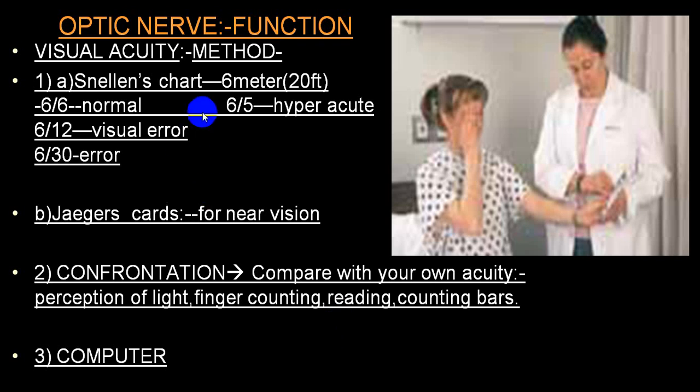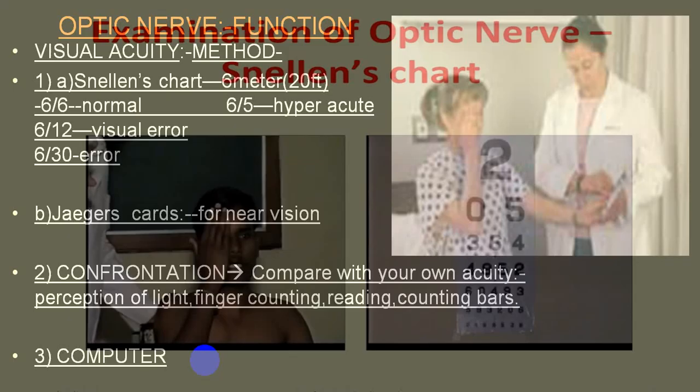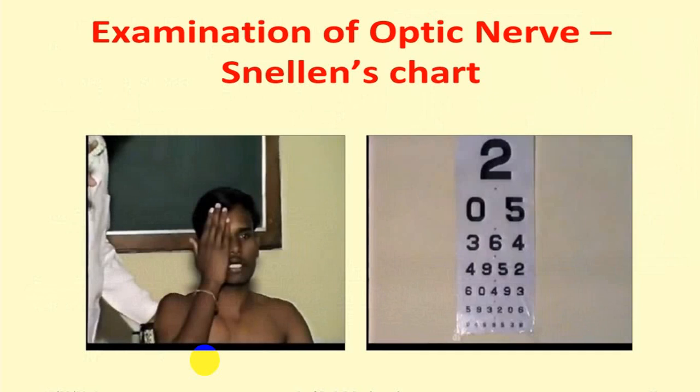Nowadays this is almost replaced by what we call computer assessment. So the computer almost gives you roughly the visual acuity. So that has replaced visual acuity by confrontation method or by using Snellen's chart. But still, while finding out the glasses, Snellen's chart is absolutely necessary.